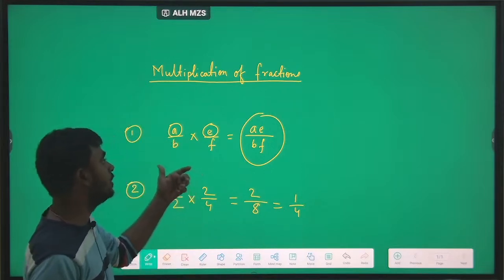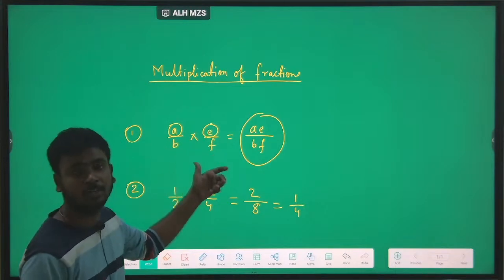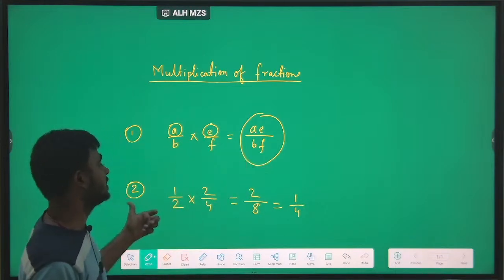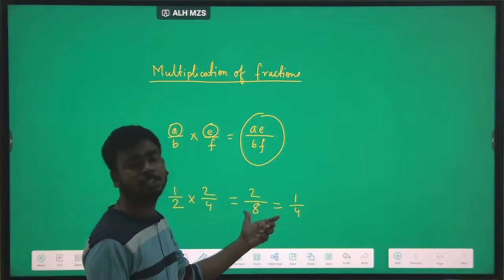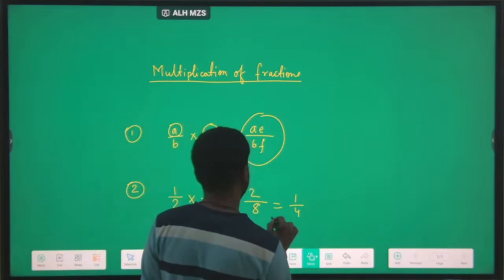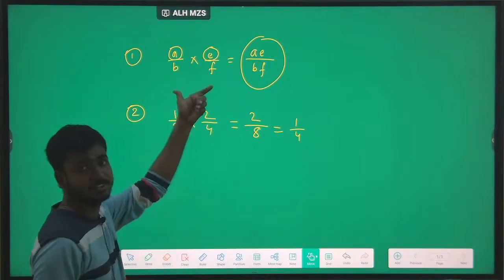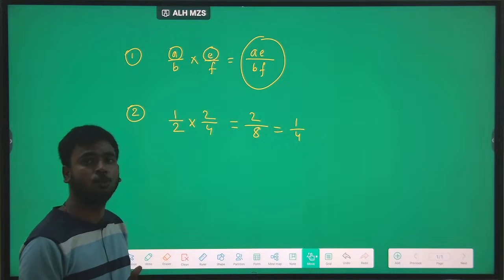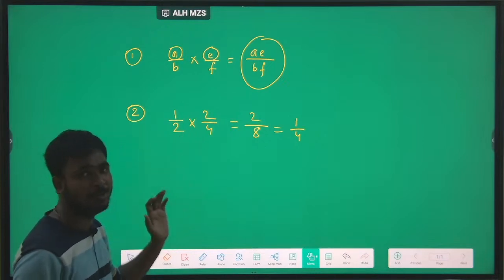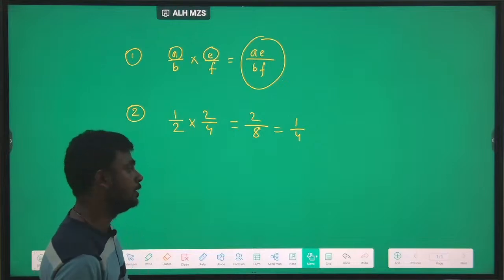So, what we have done, our first procedure is to multiply the numerator with the numerator and the denominator with the denominator, and our second step is to reduce it to the lowest form. Okay. So, now we will deal with certain types of problems. This is for two fractions. Whenever we get 3, 4, 5 fractions, we will do the same thing. We will multiply the numerator with the numerator and the denominator with the denominator.